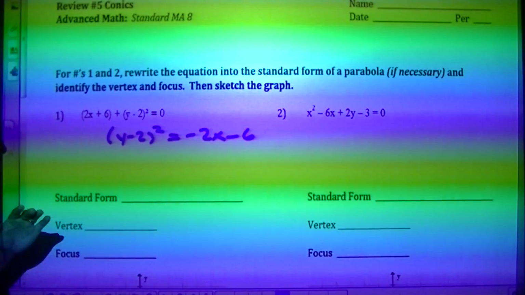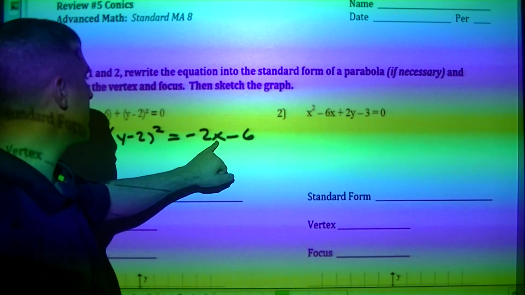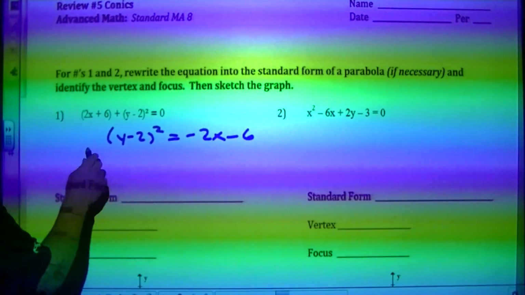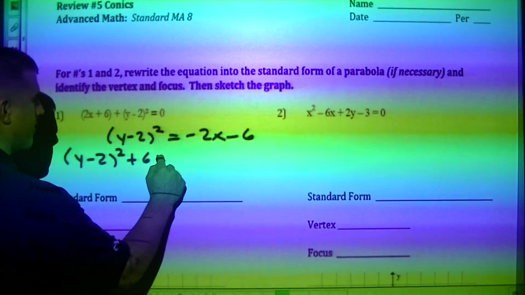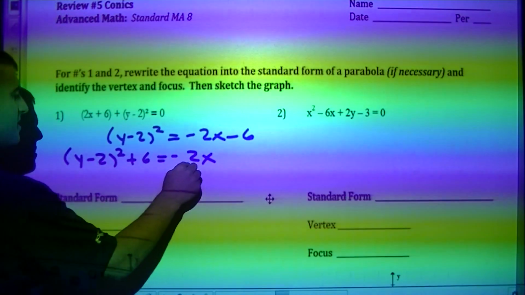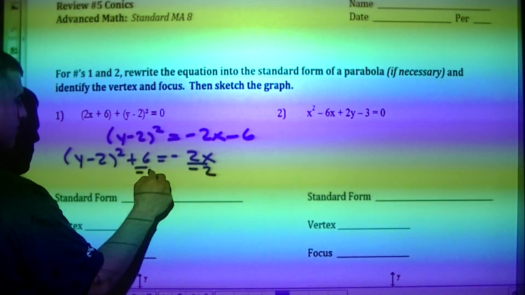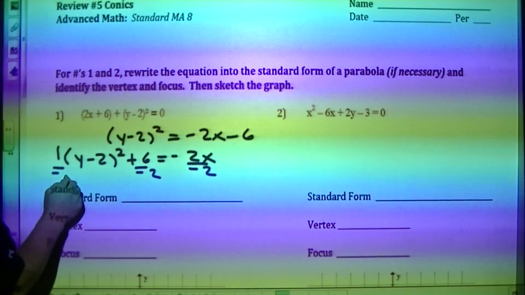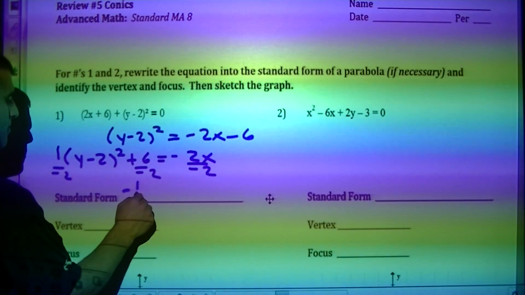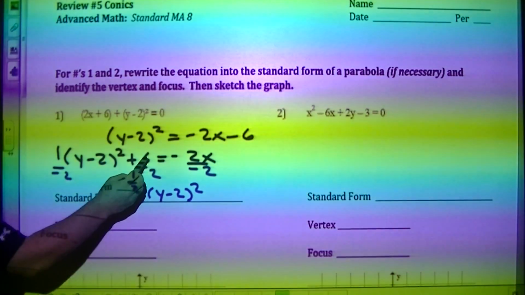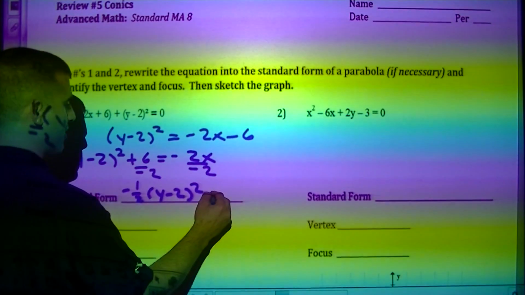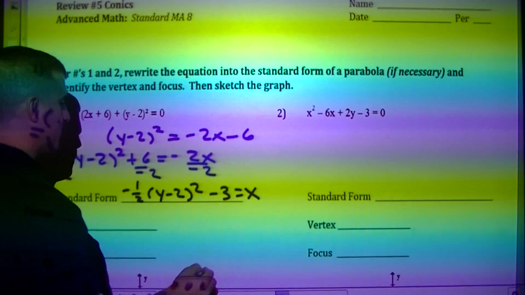Now the idea is we want to solve for this variable, so I've got to get this back over. You really didn't even need to move that. You could have just kept it there. And then I'm going to divide by negative 2. There's a 1 in front of here. So the standard form equation is -1/2 (y - 2) squared. Be careful, 6 divided by negative 2 is negative 3, equals x.